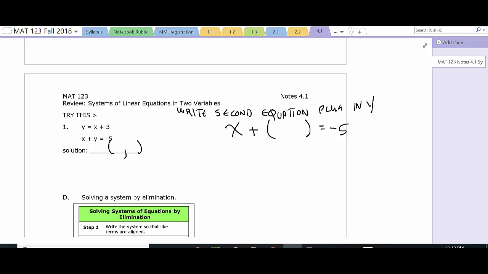Yeah. I got x is 1 and y is 4. Did anybody else get 1 and 4? I think I know where you made your mistake too.